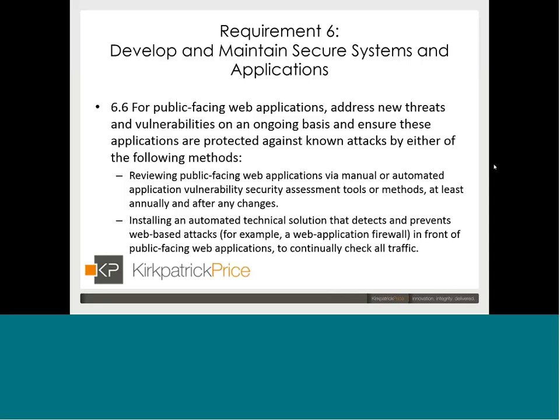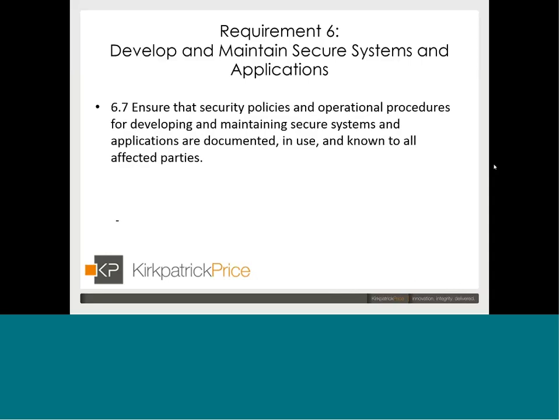Okay. Gotcha. Now, next we have requirement 6.7, which requires companies to ensure that security policies and operational procedures for developing and maintaining secure systems and applications are documented, in use, and known to all affected parties. Do you have any comments about this requirement? Yeah, it goes back to what we talked about earlier on requirement 5. You want to make sure that you keep your security policies and procedures updated at least annually, and any time you make changes to your environment, either technically or from a business perspective, that could impact these documents, you want to make sure you keep them in sync with whatever you're doing.